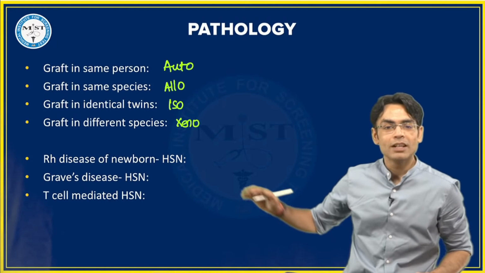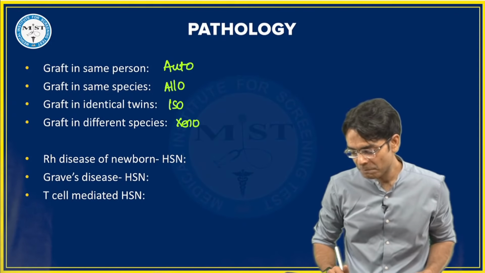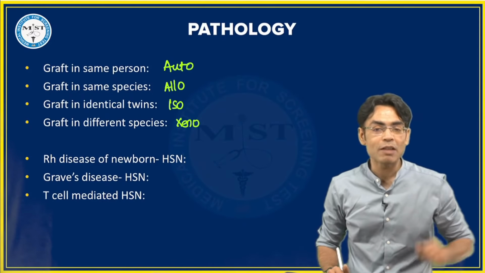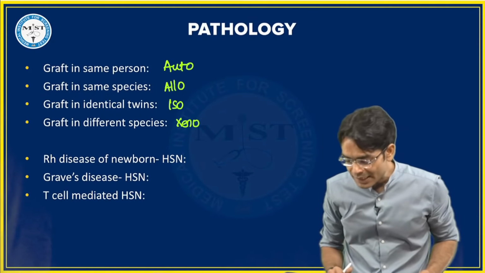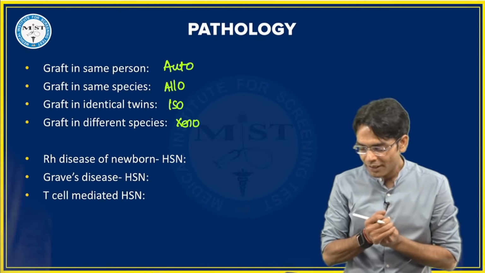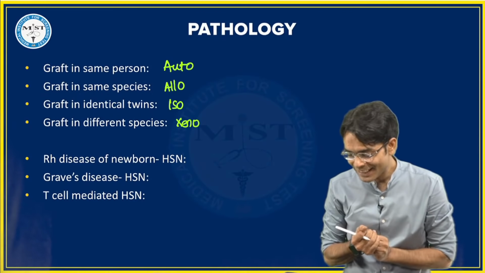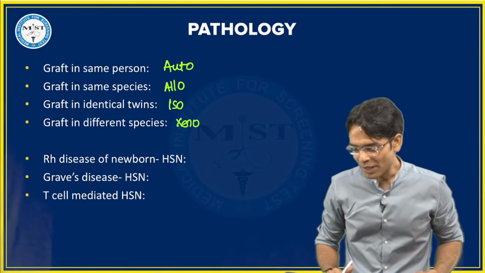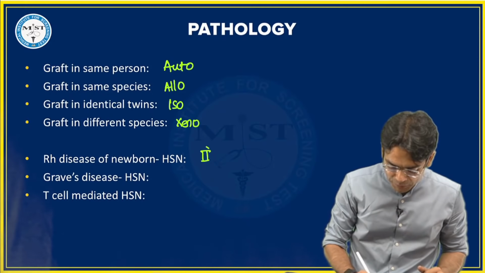Okay. Now, RH disease of newborn. What is the type of hypersensitivity? We have 4 types of hypersensitivity: 1, 2, 3, 4. So RH disease किसमें आती है बेटा? फटाफट से बताएंगे. RH disease, what kind of hypersensitivity do we have? Very good, Dhawal. Yeah, you are right. It is type 2 hypersensitivity.